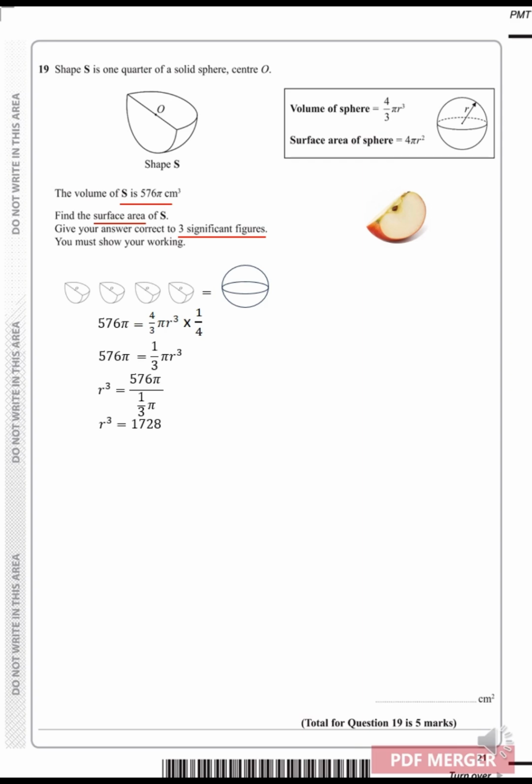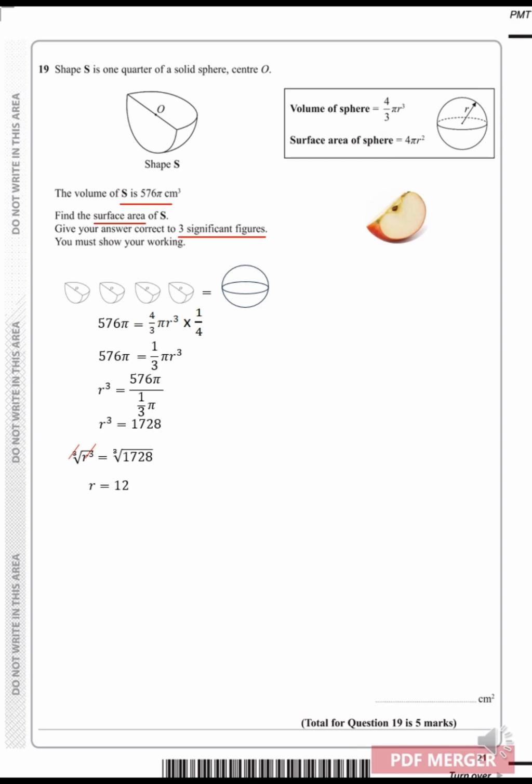However, we need the radius, not r cubed. The opposite of cube is cube root, so we cube root both sides of the equation. The 3's on the left side cancel out, so we're just left with the radius. Now the cube root of 1728 in your calculator will give you 12. So the radius has been solved.